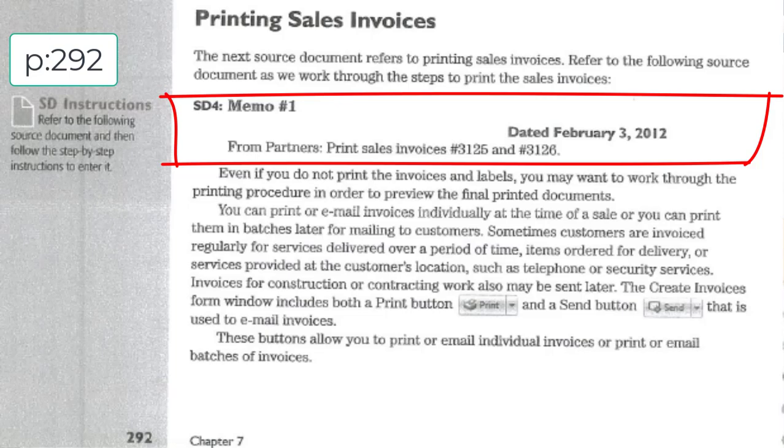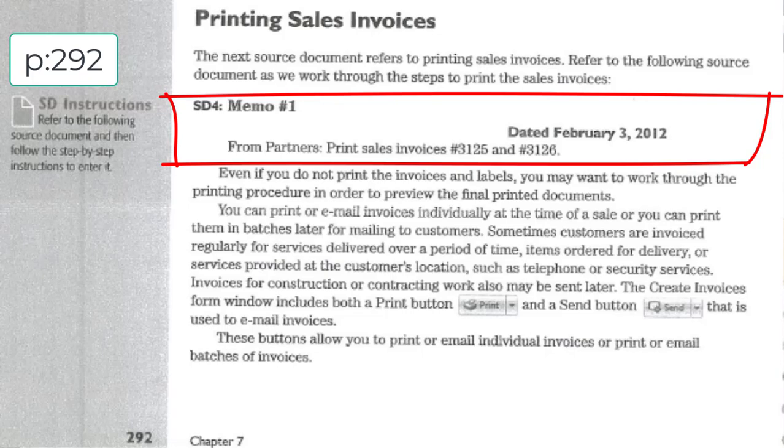From partners, print sales invoices, 3,125 and 3,126. Could you read a little louder? Okay, sure. From partners, print sales invoices, 3,125 and 3,126. Okay. Now going to print the invoices.